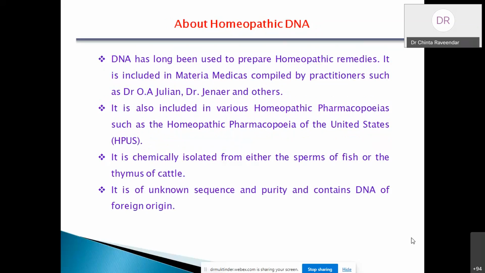Just to say something about DNA in homeopathy. DNA has long been used to prepare homeopathic remedies. It is included in Materia Medicas compiled by practitioners such as O.A. Julian, Dr. Jenner, and others. It is also included in various homeopathic pharmacopoeias, like the United States Homeopathic Pharmacopoeia, and it is chemically isolated either from the sperm of fish or from the thymus of cattle. The DNA we classically purchase for homeopathy is not sequence specific, so it is of unknown sequence. We do not know the sequence or the purity, and it may contain the whole DNA also. Next.